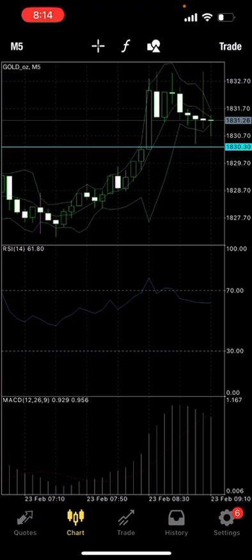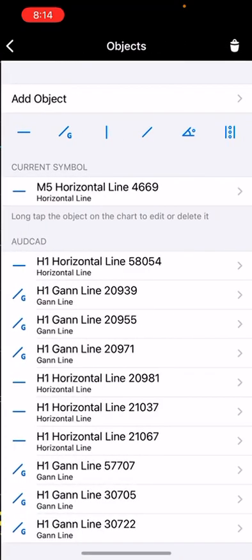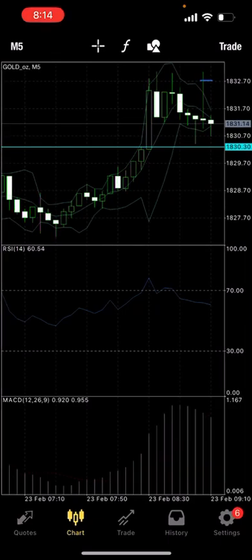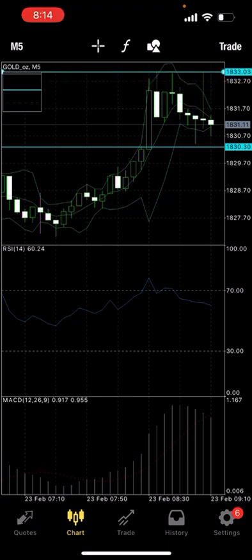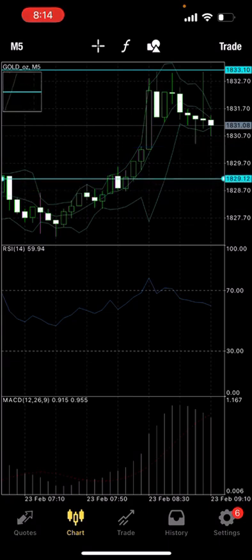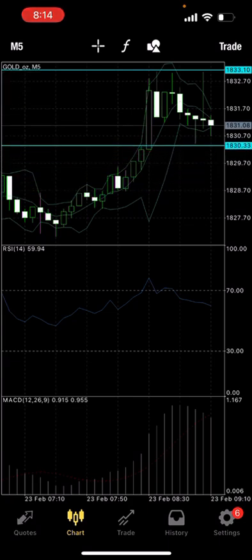Then I'm going to do the same at the top, just in case it goes up. I put a pending buy at the top of the Bollinger Band, and a pending sell at the low of the Bollinger Band. You don't need any analysis for this.